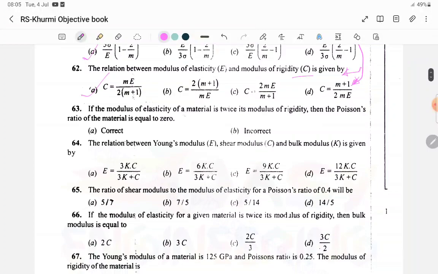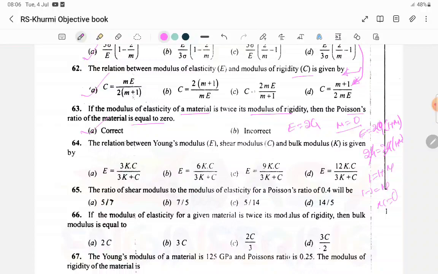The modulus of elasticity of a material is twice its modulus of rigidity. So E is equal to 2G. The Poisson ratio of the material is equal to, they are asking. So you know already E is equal to 2G into 1 plus mu. So you can substitute. E is equal to 2G, then 2G is equal to 2G into 1 plus mu. 2G will cancel, so 1 is equal to 1 plus mu. This 1 and this 1 cancel, so mu is equal to 0 is correct. Like that you have to solve, then only you can crack the exam.